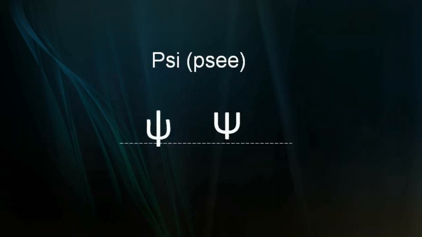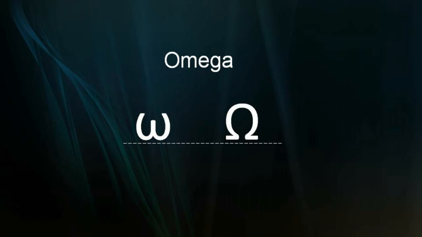That's followed by psi. All right, and the sound is just like ps. That's the sound, and the letter is psi. Repeat after me, psi. And then we get to the last letter of the alphabet, which you recognize, alpha to omega, and repeat after me, it's omega.